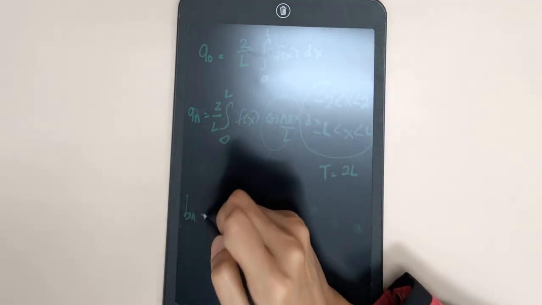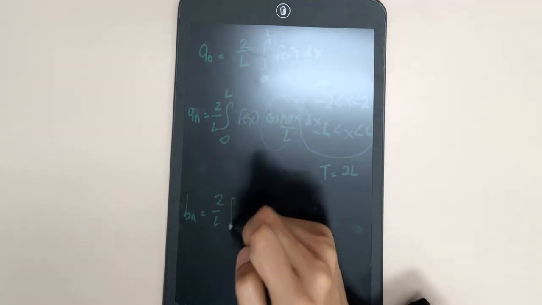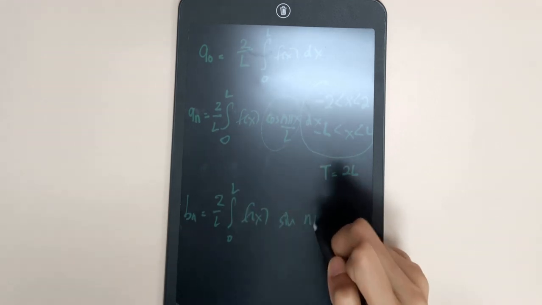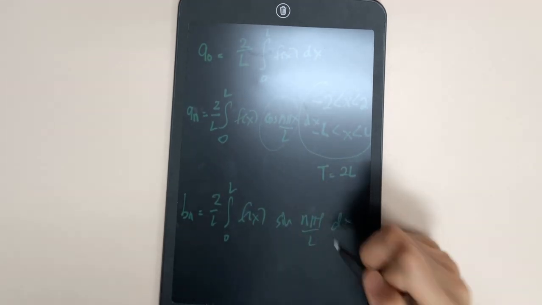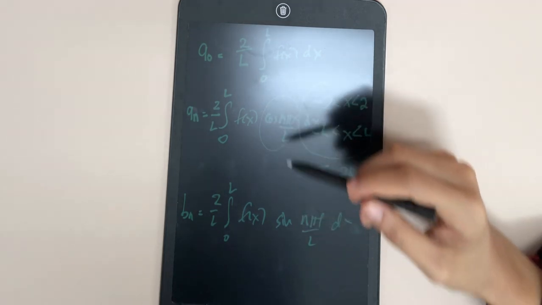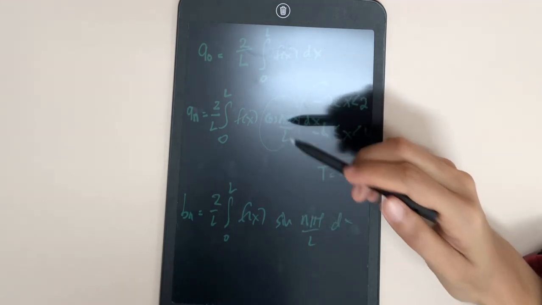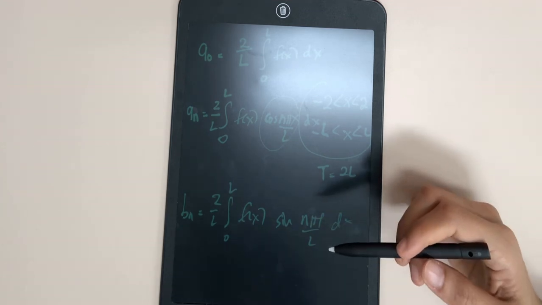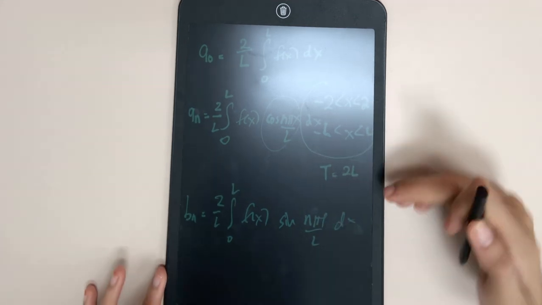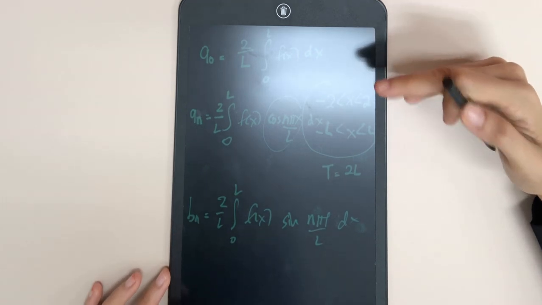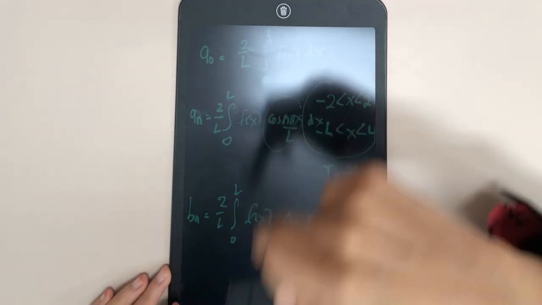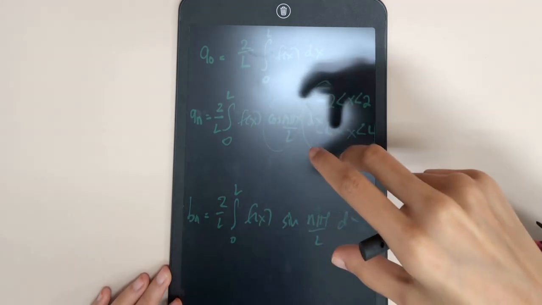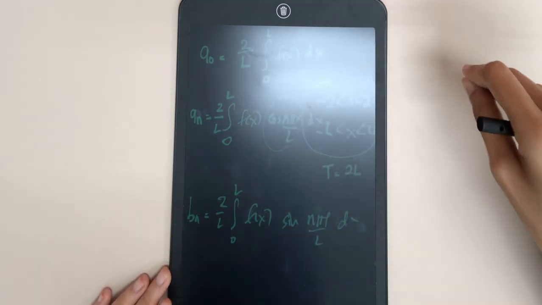And then for the last one, Bn, 2 over L, integrate 0 to L, F(x) sin n pi x over L. So the difference between An and Bn is on this part. This is cos and this is sin. Alright, so you will find out all the A naught, An and Bn by using these equations. After you get those values, you substitute back into the equation for even or odd tadi.